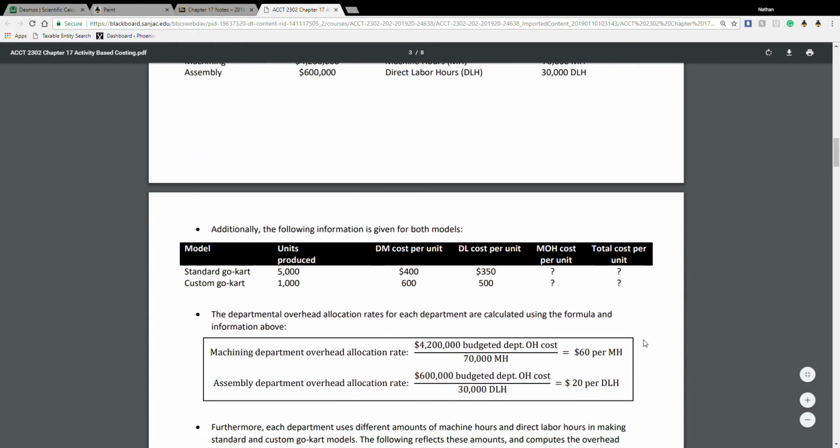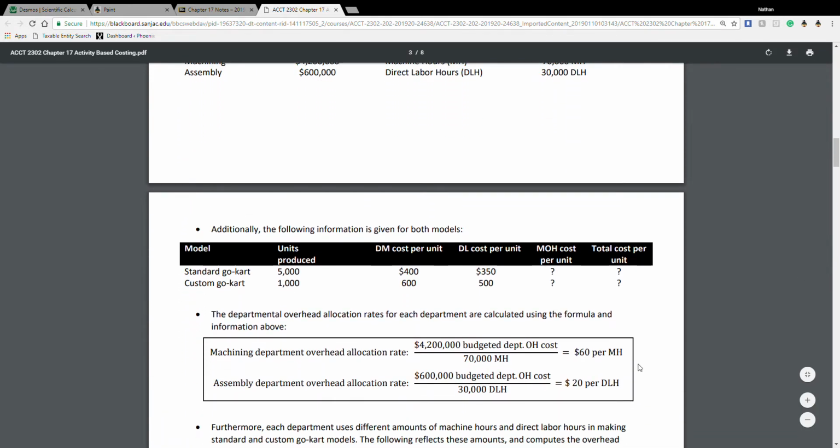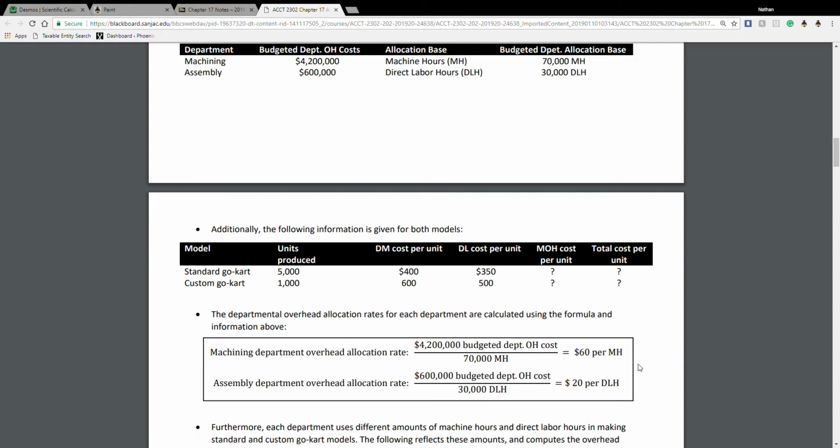Let me zoom in. Alright, so again, this is the formula we're going to end up using. This is our information right here. And now we basically have two models. One is the standard and one is the custom. Just like standard ones that are basically built on assembly lines, we can produce a little bit more, about 5,000, while custom takes us a little bit longer, so we can only produce 1,000 of those models. We already know the direct material and direct labor costs of each one, as you can see, and this is really what this chapter is based on: what is the overhead cost? How much more accurate can we get?